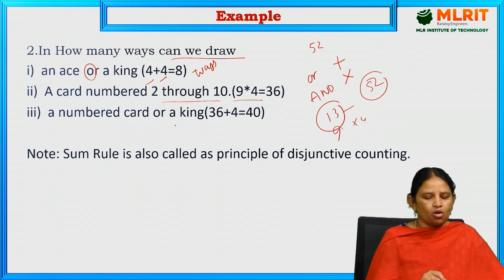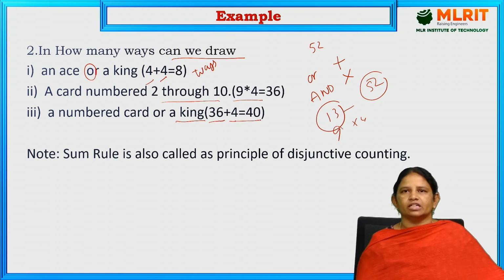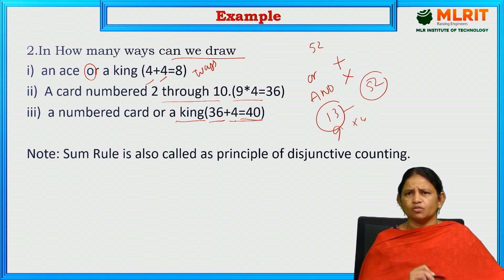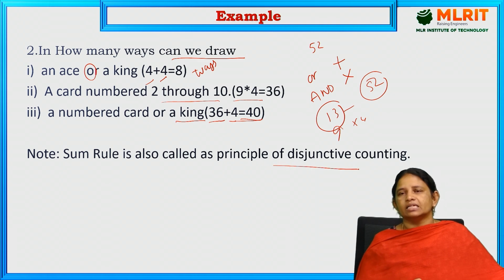A numbered card or a king. Numbered cards are 36. A king you can choose from 4. Total 40 ways we can draw a card that is a numbered card or a king. So I told you that the sum rule is also called the principle of disjunctive counting.